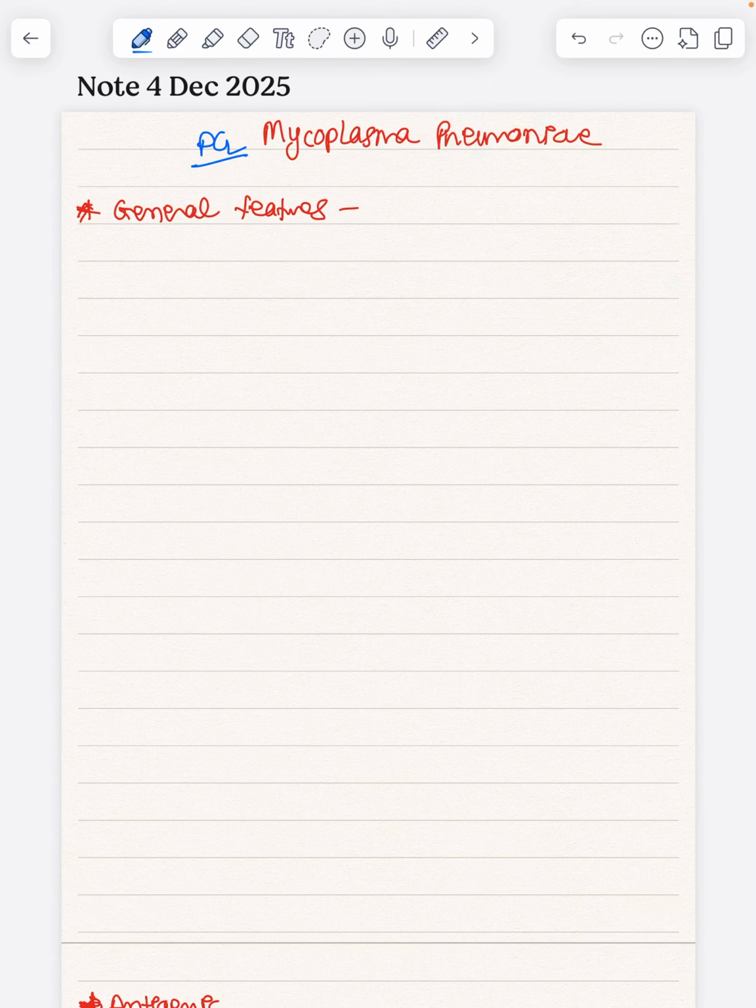So the Mycoplasma pneumoniae. General features: these are the smallest free living organism known to the environment, and it is like the viruses.